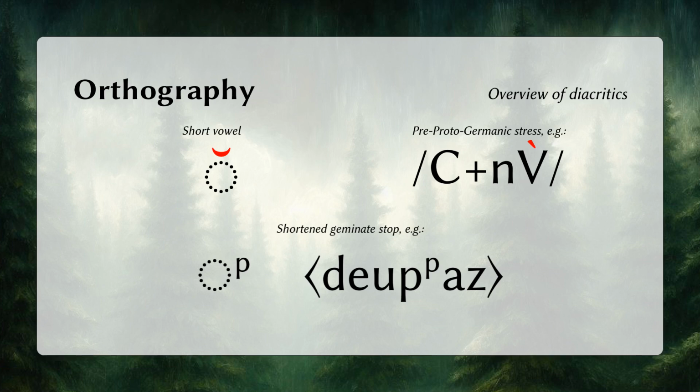If a simple stop has arisen through shortening of a geminate, Kroonen 2011 shows this with a superscript stop. This is useful when you want to know how a certain word has been derived. For example, deopaz, that is deep, with a superscript p, does not indicate a pronunciation differing from deopaz without it. The superscript letter just tells us that this stop has been shortened.